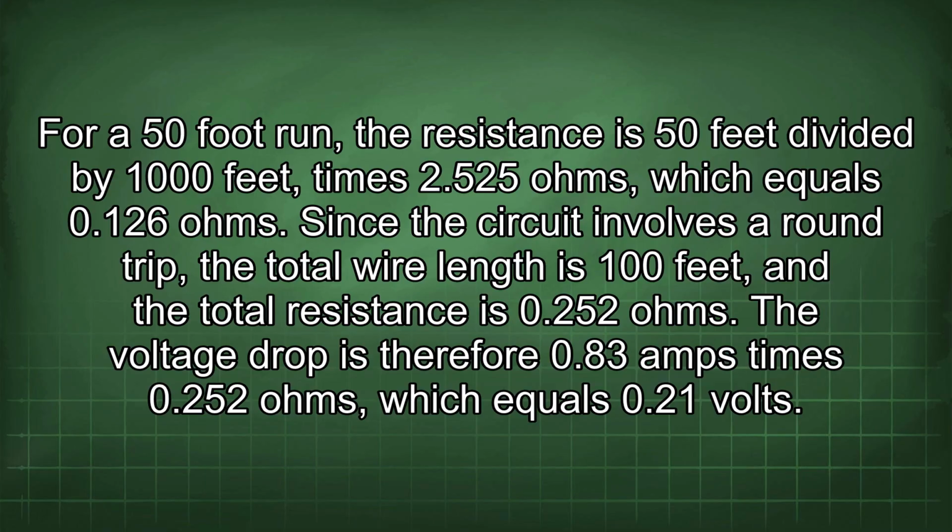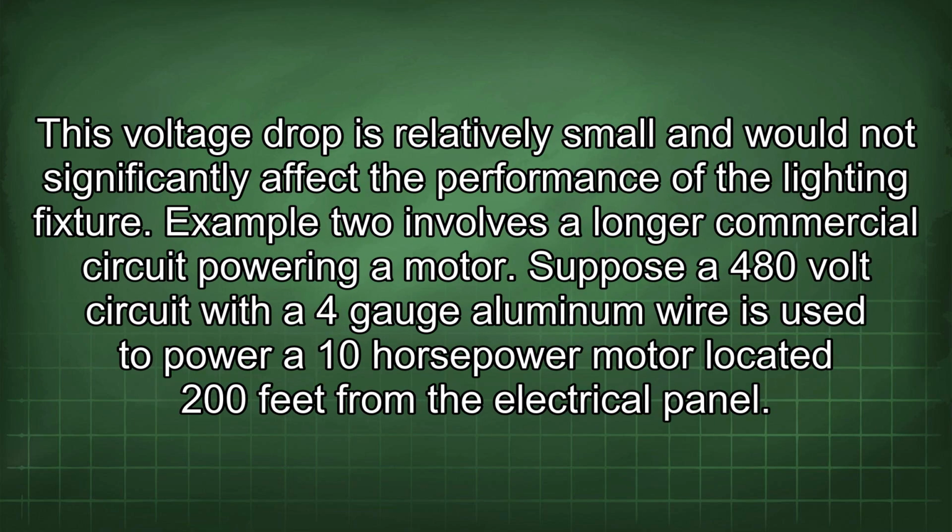The voltage drop is therefore 0.83 amps times 0.252 ohms, which equals 0.21 volts. This voltage drop is relatively small and would not significantly affect the performance of the lighting fixture. Example 2 involves a longer commercial circuit powering a motor.